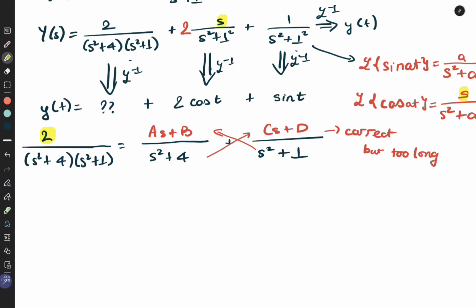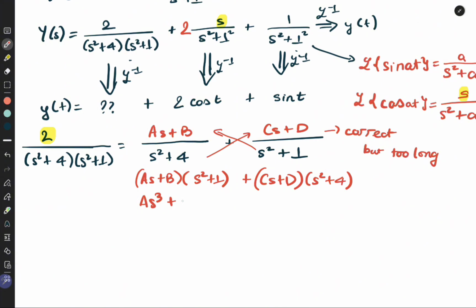Why is that? Because if you look at the right hand side, that is a constant. So if I cross multiply, I have AS plus B times S squared plus 1, plus CS plus D times S squared plus 4. This is still correct. I have AS cubed plus AS plus BS squared plus B plus CS cubed plus 4CS plus DS squared plus 4D, because the left hand side is just a constant.